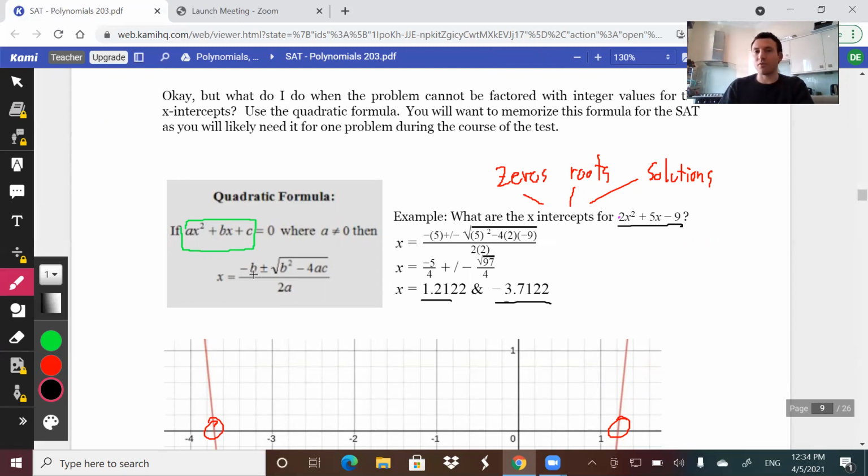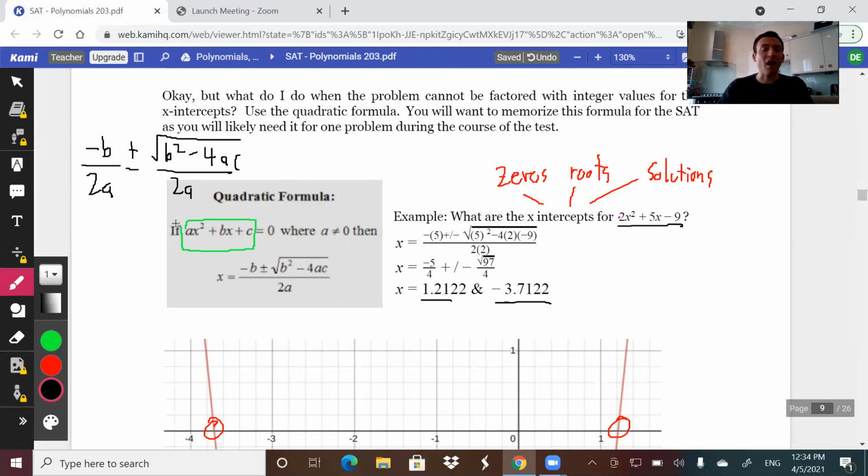So what is quadratic formula? Well, it's negative b. I try to break it up like the test does. Negative b over 2a plus or minus the square root of b squared minus 4ac all over 2a. You do need to commit that to memory. You could sing it to yourself. You can repeat it again and again. You can write it a million times, but you do need to have that down for the test.